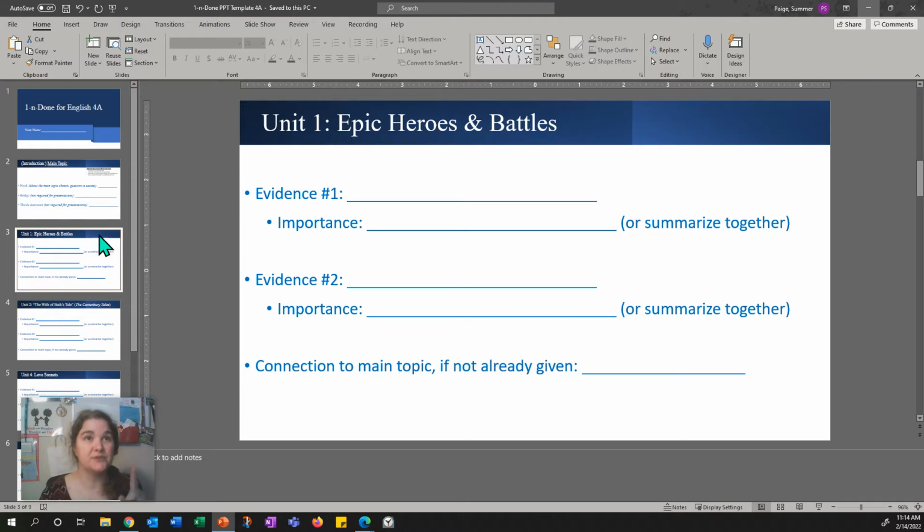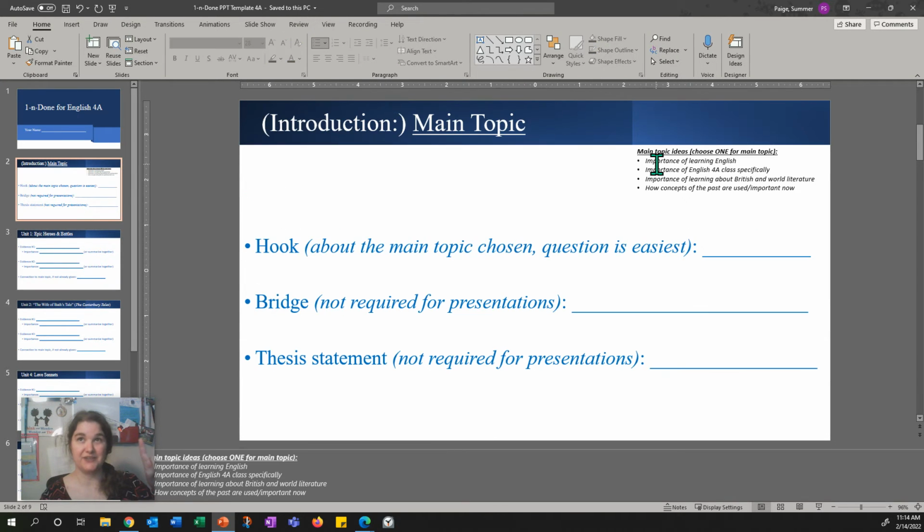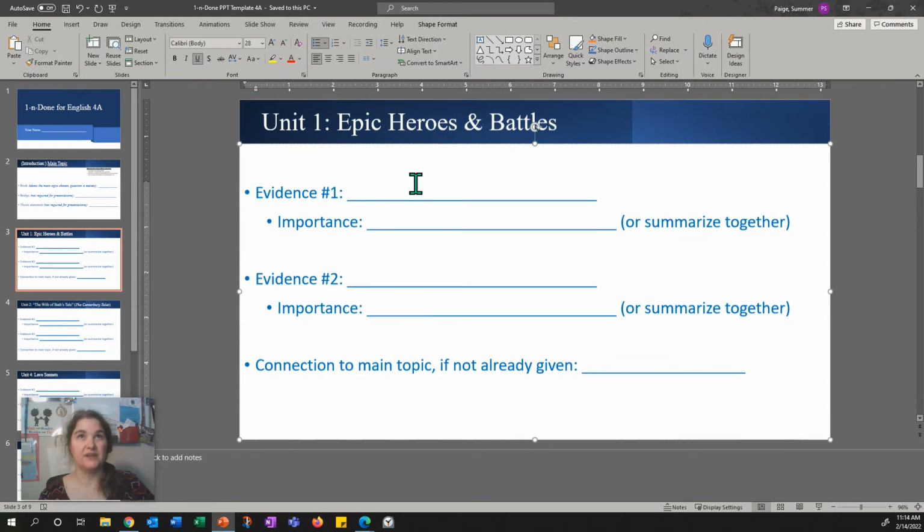So what you're going to do is find evidence about that unit and about its importance. Like if I decided to go with importance of learning English, period, right? What would be important about epic heroes and their battles for learning English? I would go and find evidence, and then I would actually say why that evidence is important. Do it again for a second piece of evidence, why that evidence is important, and then make sure it's connected to the main topic if I didn't already do it in the importance above.